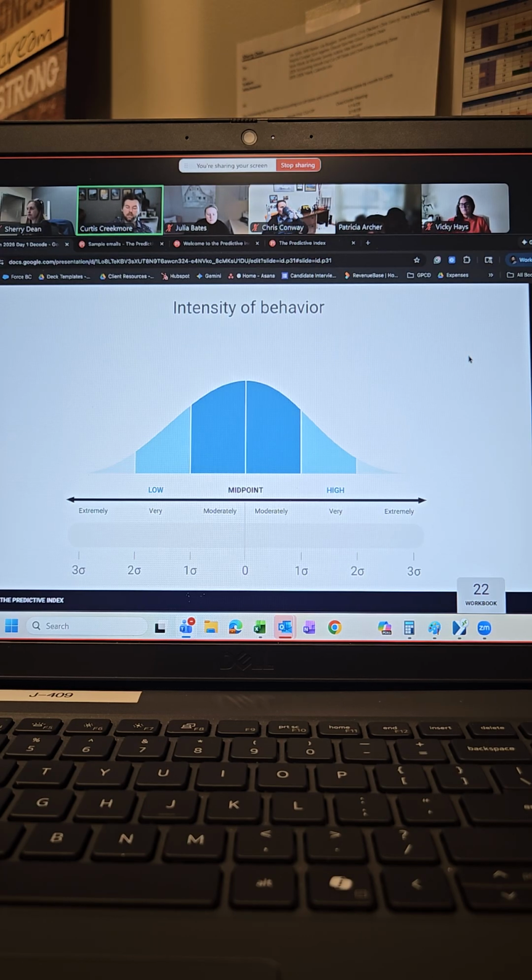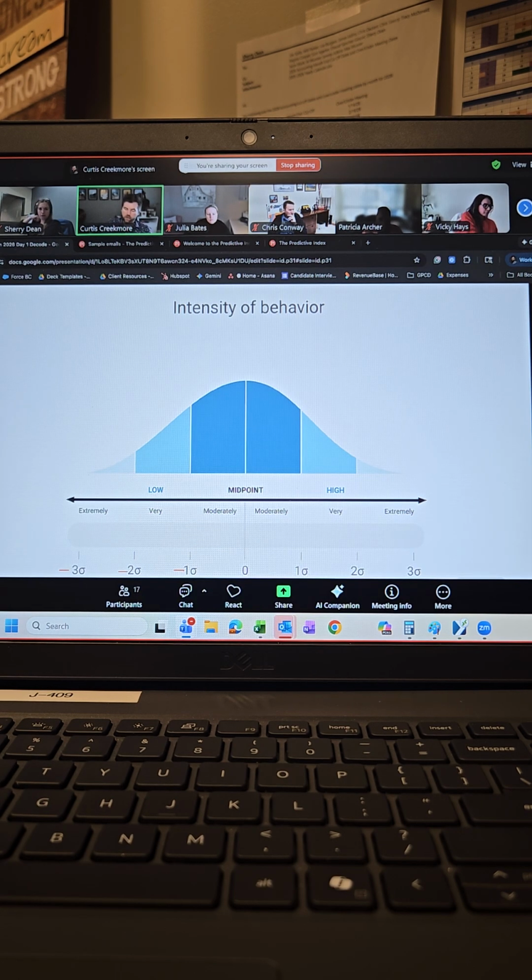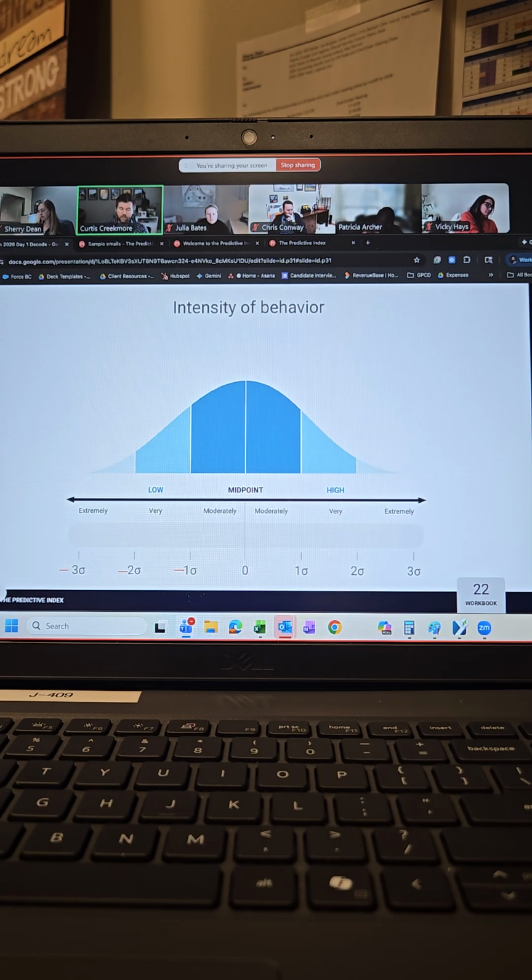There are 3 sigmas to each side of the midpoint. And these are actually missing negative signs. I'm just gonna draw those in for you. To the right, we have positive. To the left, we have negative. Again, no right or wrong answers. It's just the farther you go, the more extreme.